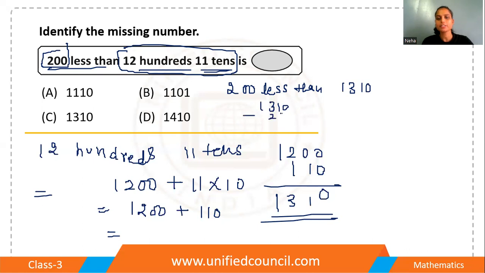1310 minus 200. 0, this is 1, and 13 minus 2, this is 11. So 1, 1, 1, and 0. Yes, option A is right answer.